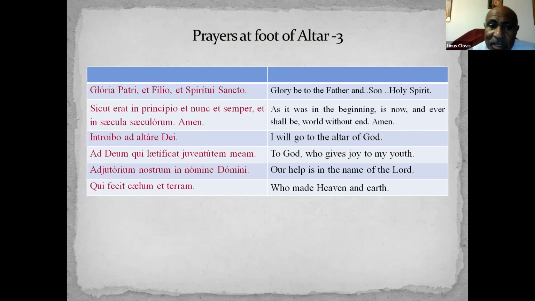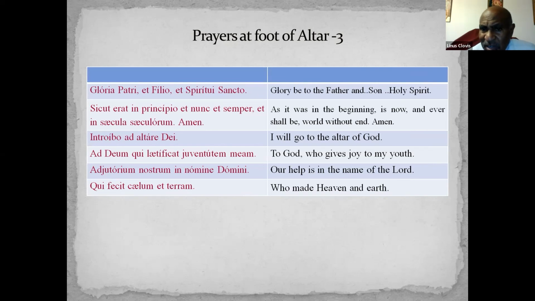And then sicut erat in principio. So in, again, tells us that it's an ablative. In principio must be second declension. Et nunc, now, et semper, and always, forever, in all the ages, in secula seculorum. In the age of the ages, and that's what it means.